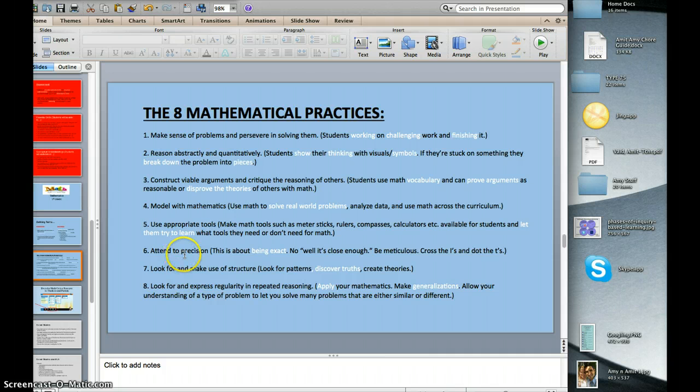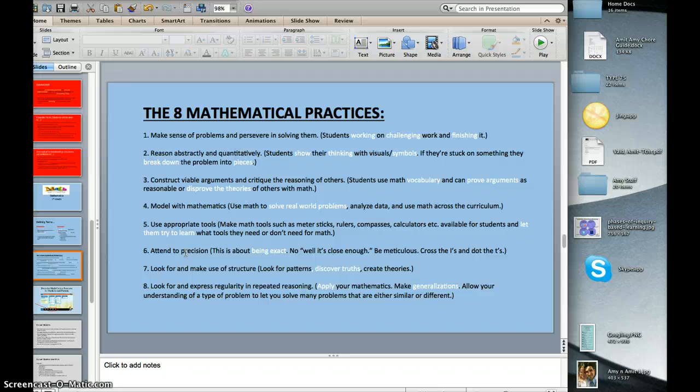The sixth practice is about being exact. There's no "well, it's close enough," or "I think I'm kind of in the right area." We want to try to practice exactness, being meticulous, crossing our I's and dotting our T's.